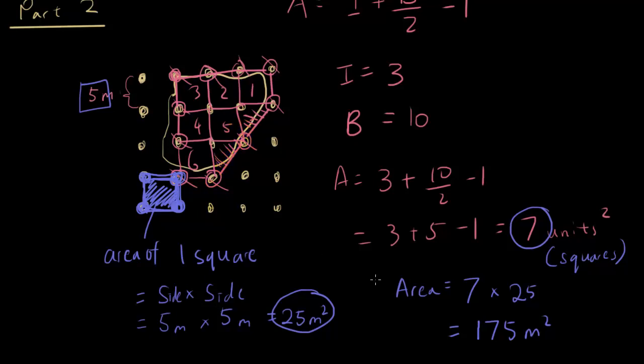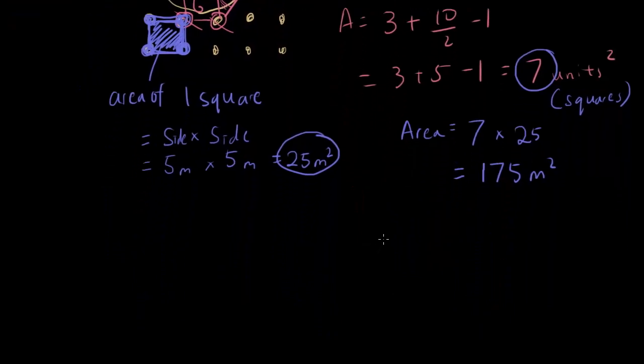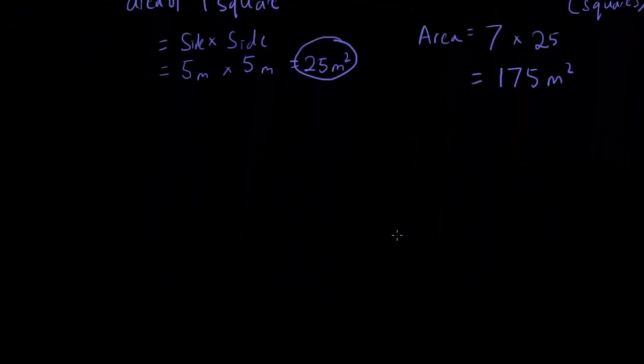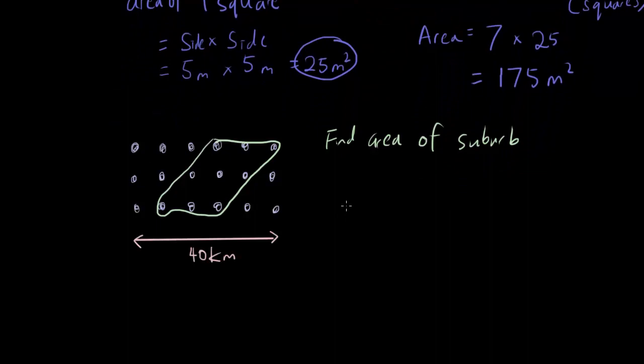Let's give you guys another real life example and see if you can do it. Okay, so this is a slightly harder problem. It says find the area of the suburb, and it gives you a grid, but it doesn't give you the length between each dot. It just tells you the real life length from one end of the grid to the other end of the grid is 40 kilometers. So how would you find the area of this suburb?